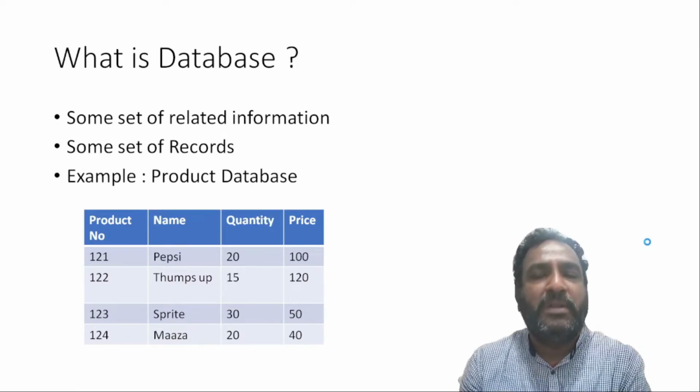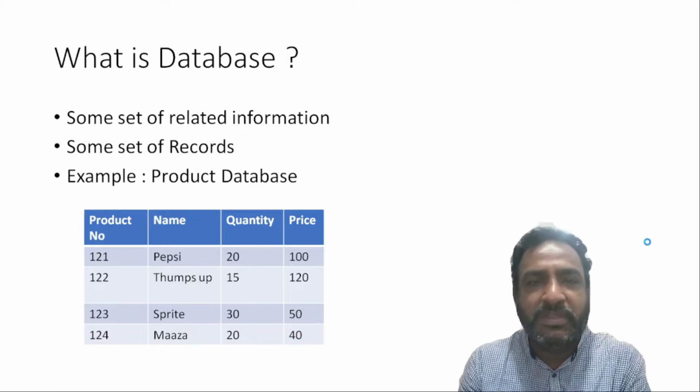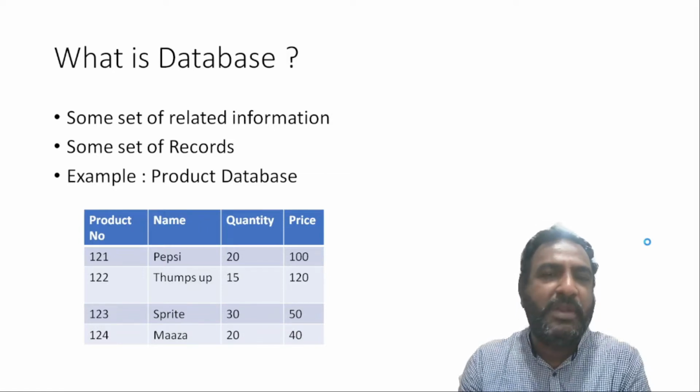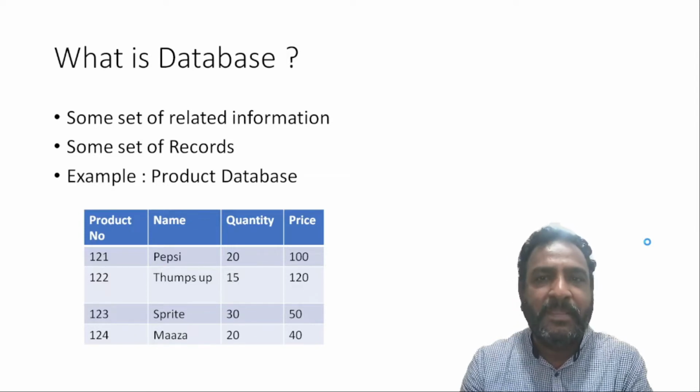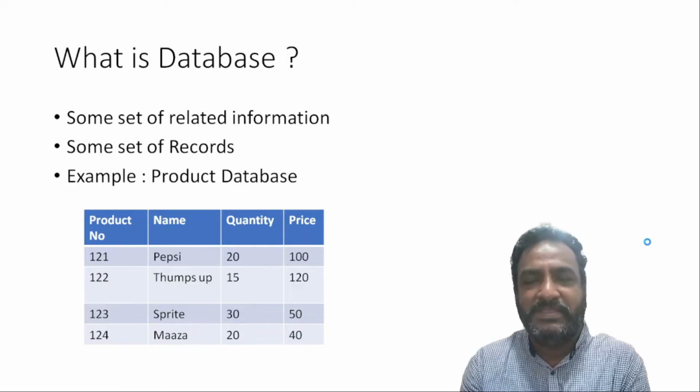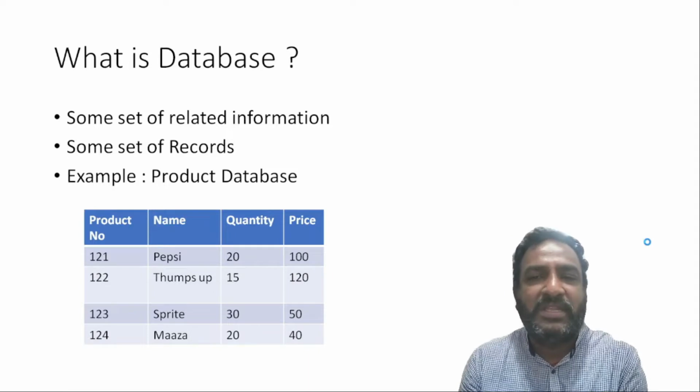For example, if it is a product database, what are the different pieces of information you can maintain? What is the product number? What is the product name? How much stock is maintained? That is a quantity. And what is the price of each unit? So like this, there are certain records that have to be maintained.